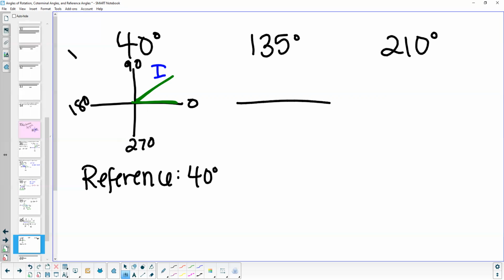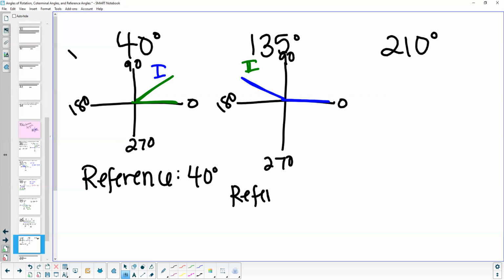Now, if we're at 135, if we go to sketch that picture, we've got 0, 90, 180, 270. In this case, we will draw our angle. It's going to end up right here, over here in quadrant number 2. What we are going to do to get our reference angle is, if we're in quadrant 2, because it's less than 180, but closer to 180 than 0, we're going to do 180 minus our original angle to get our reference angle, and 180 minus 135 is going to be 45 degrees.